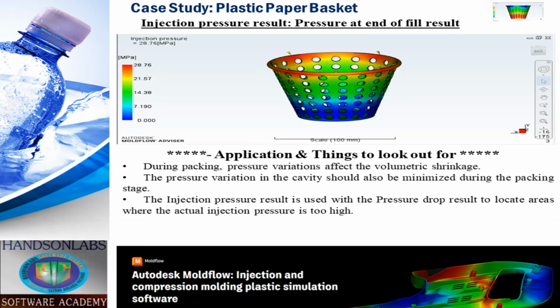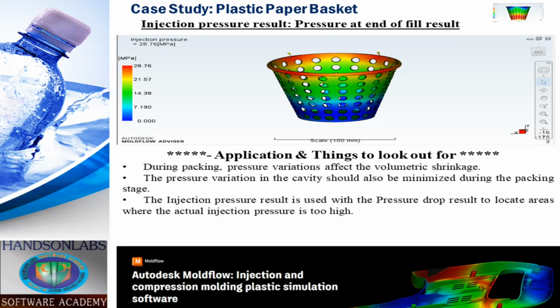Now, let's move on to injection pressure results. Pressure at end of fill results. Applications and things to look out for under this result include, but are not limited to, the following. During packing, pressure variations affect the volumetric shrinkage. The pressure variation in the cavity should be optimized during the packing stage. Then, the injection pressure result is used with the pressure drop result to locate areas where the actual injection pressure is too high.